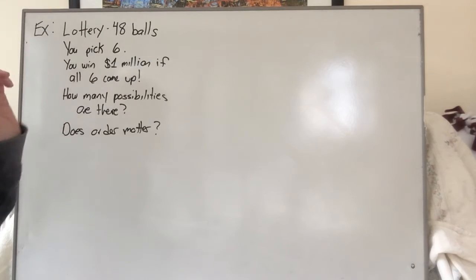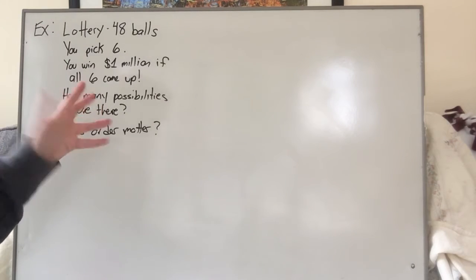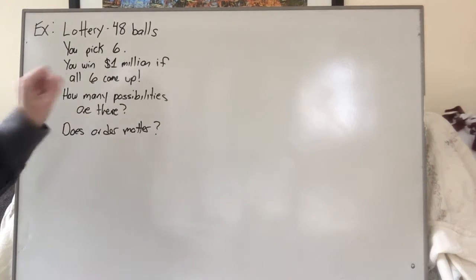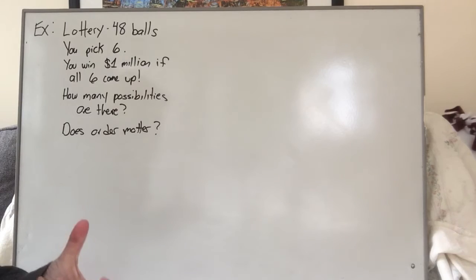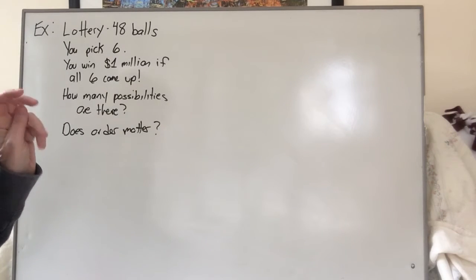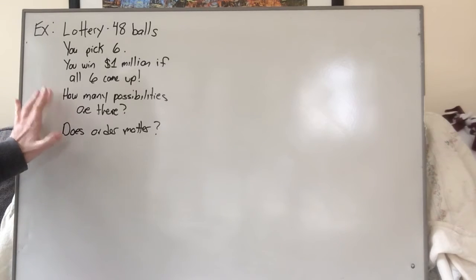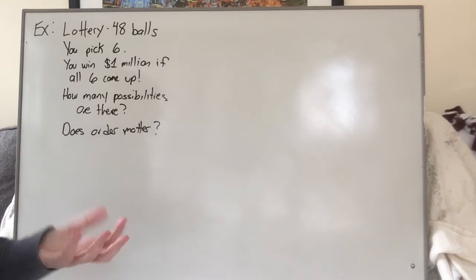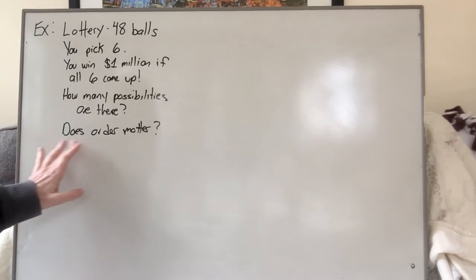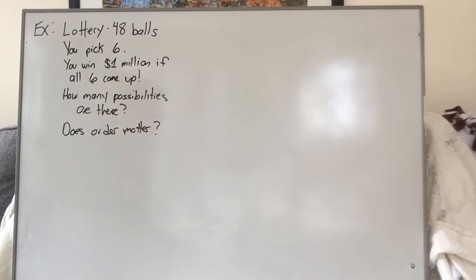You bought a lottery ticket, and you know how those little balls pop up? Well, there's 48 of them, and you had to pick 6 numbers, and you're hoping that your 6 numbers pop up, and you're going to win $1 million if you get all 6. So we want to figure out how many possibilities there are, like how many different things could happen with 6 balls getting picked from 48 numbers. So the first question we have to think about is, does order matter?